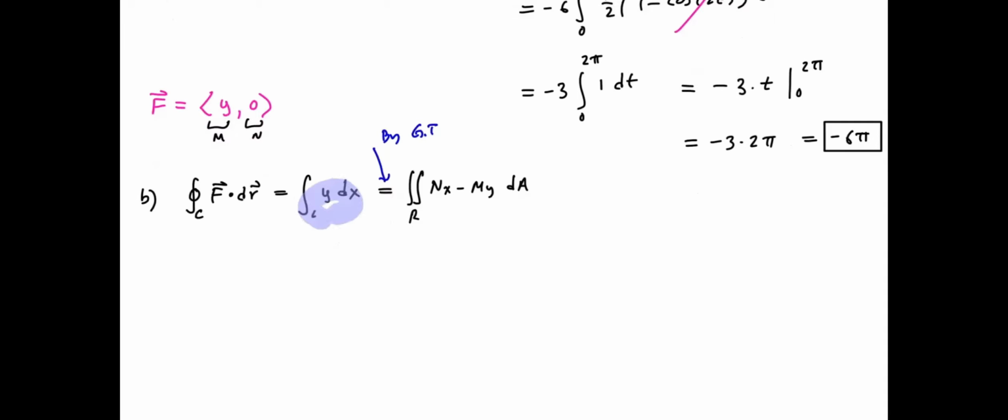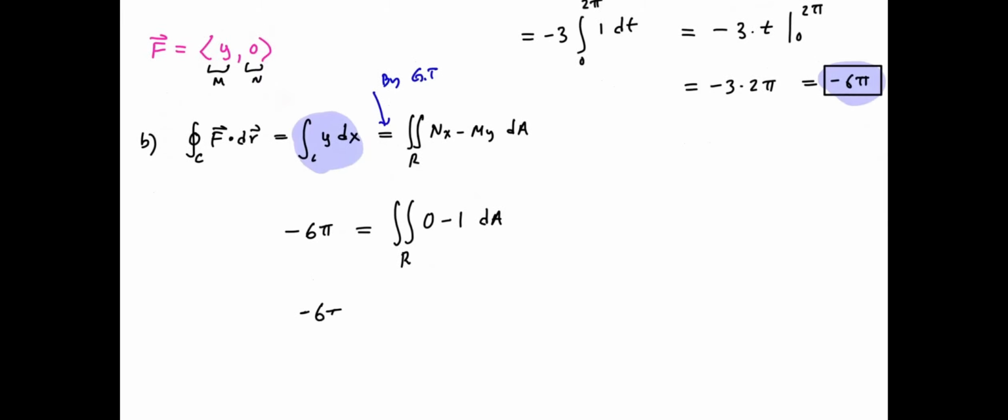So we know the value of this integral. We got -6 pi, so I'm going to substitute that. So -6 pi is equal to the double integral over the region R of n sub x. If I take the partial of this with respect to x, that's going to be 0. So we have 0 minus the partial of m with respect to y. If I differentiate this with respect to y, I get 1. Sorry, I got 1, times that negative dA. So then -6 pi is equal to -1 times the double integral over the region R of dA. And this is really just area.